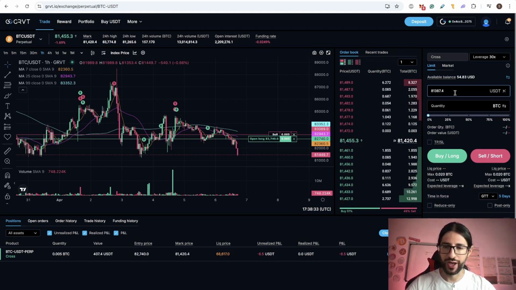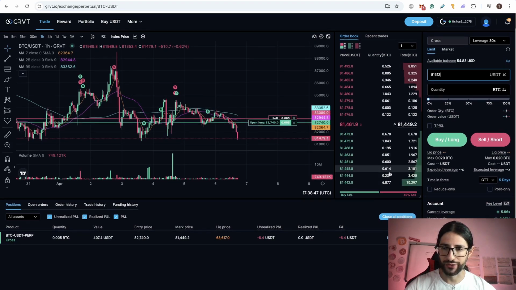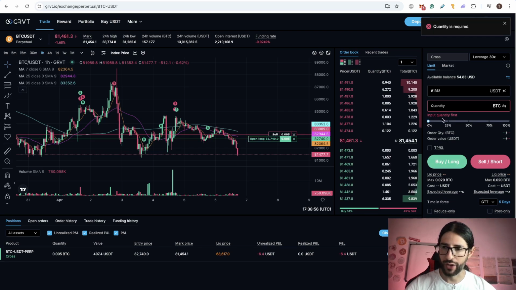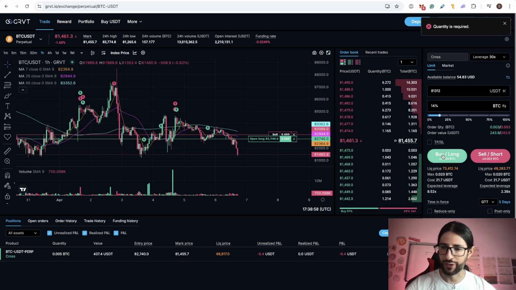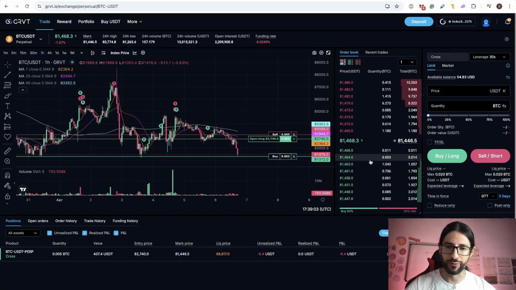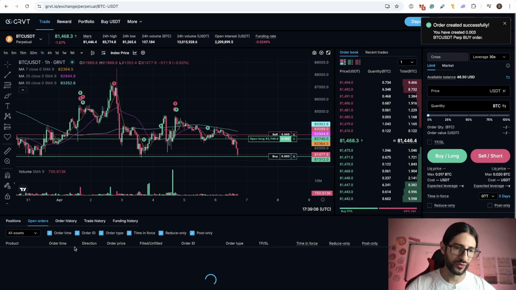So you can see 81,455. A tight position would be around, for example, 81,312. So this is like $150 below. You can see we don't have that price on the order book right now. So if I open this long position, I will put a small quantity just for the purpose of the video.